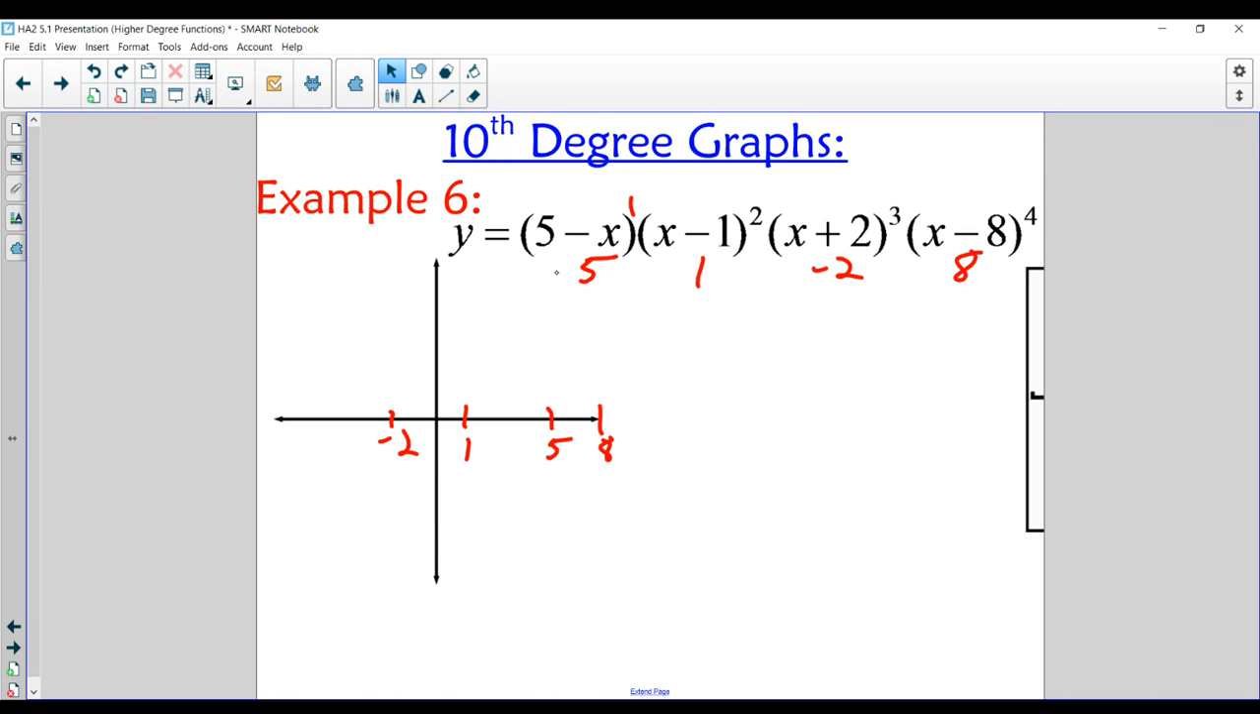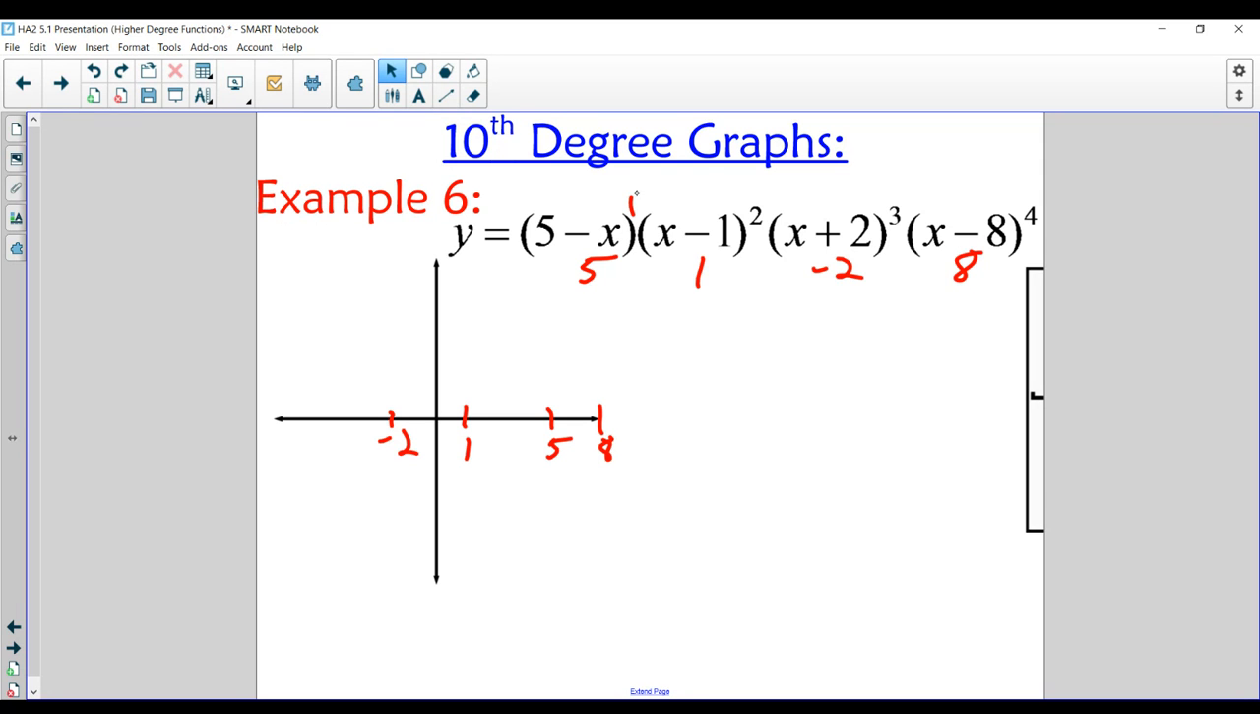And we would end up with a negative leading coefficient because you'd have negative x to the first times x squared times x cubed times x to the fourth, so you'd have negative x to the 10th. So again, with even degrees, my end behavior, both of those will be down here. So I'll start down here and I should end here.